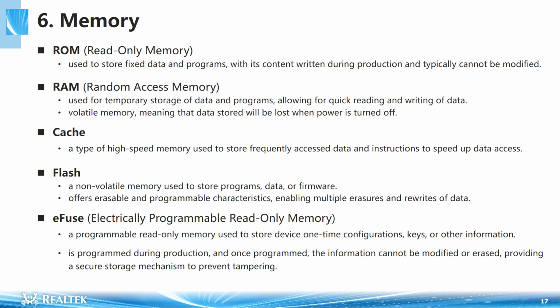Cache. A type of high-speed memory. Stores the most frequently accessed data and instructions. Designed to speed up data access. Flash memory. A non-volatile memory type. Can be erased and rewritten multiple times. Commonly used for storing operating systems, firmware updates, and large files.